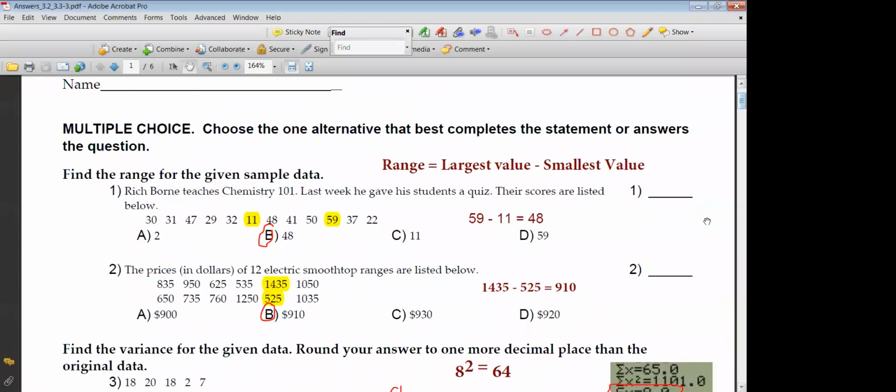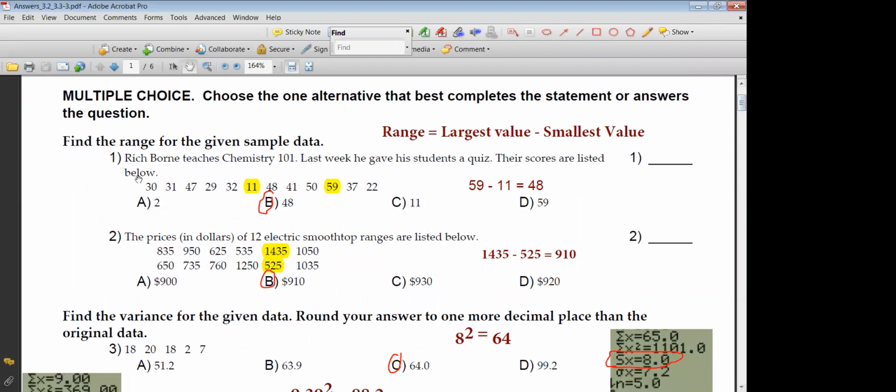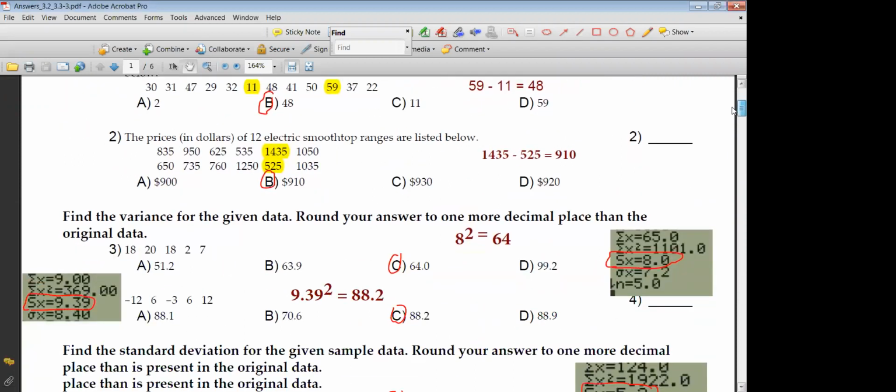Okay. Find the range. I'm almost embarrassed to put this on the test, which I don't. It's part of the curriculum, so I gave you a practice question, but no, I'm not going to ask you for the range. The range is the largest value minus the smallest value. As I scanned this, the biggest number is 59, the smallest number is 11, the range is 48. Okay. Number 2, biggest number was 1435, smallest was 5 1/4.